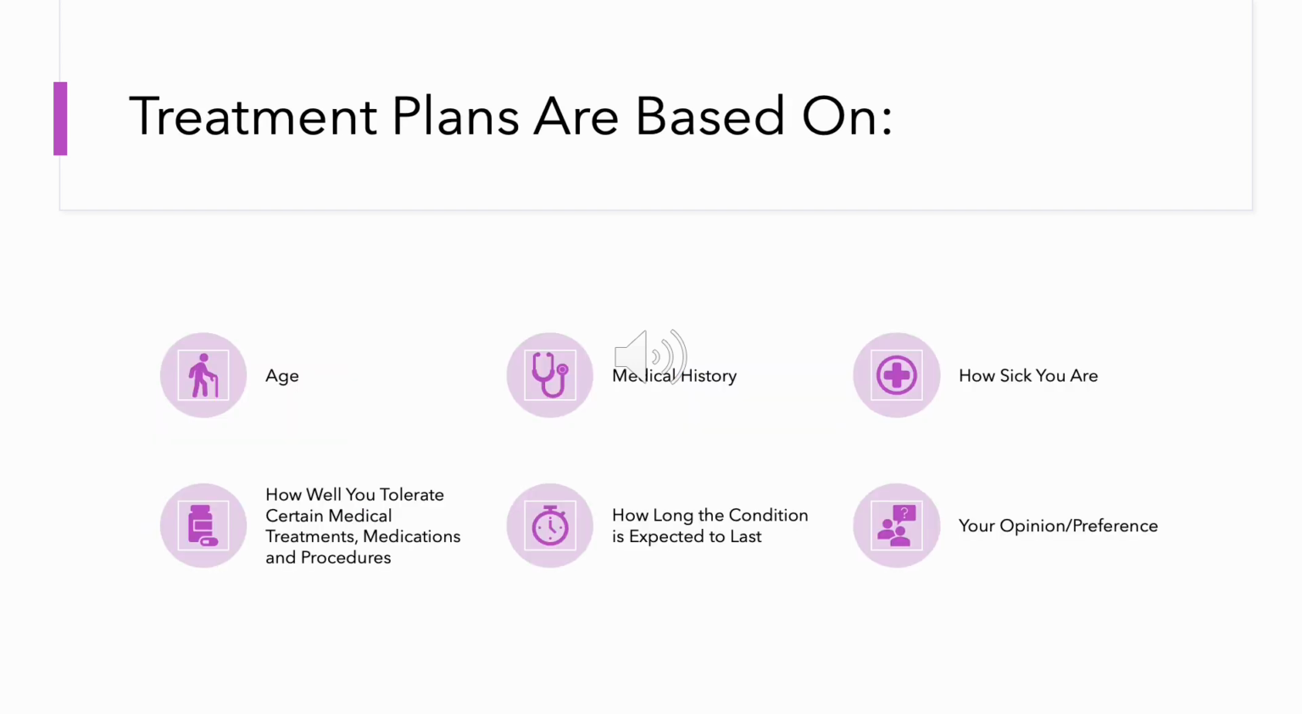What is the treatment plan for glomerulonephritis? Treatment plans are based on several things with your healthcare provider. These things are based on how old you are, your overall health and medical history, how sick you are, how well you can handle specific medicines, procedures, or therapies, how long the condition is expected to last, as well as your opinion and preference on the treatment plan.